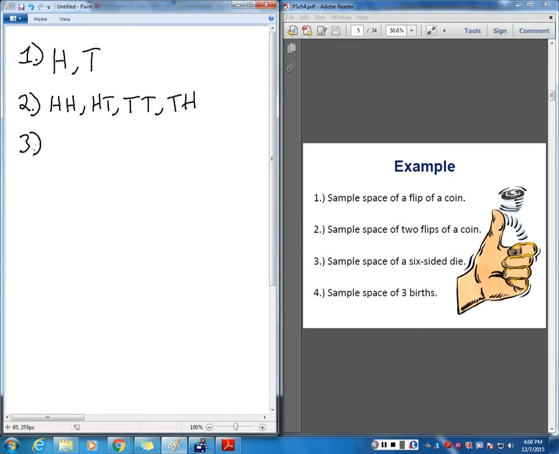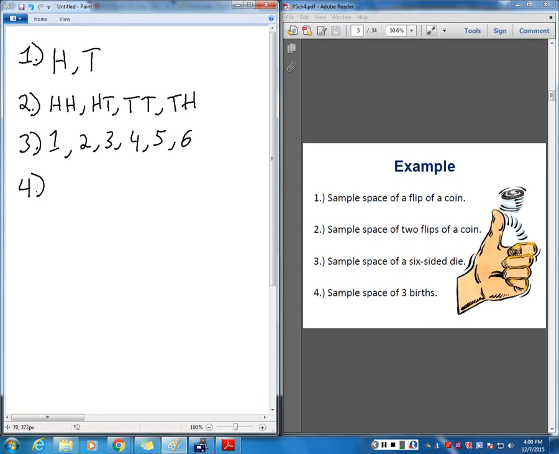Number three, sample space of a six-sided die. If you have more than one, they're called dice, D-I-C-E. If you have one of them, it's a die. You can get the numbers 1, 2, 3, 4, 5, or 6 if you roll one six-sided die.